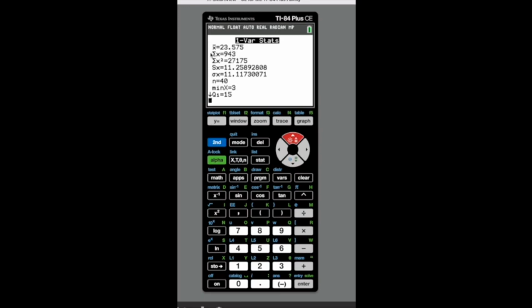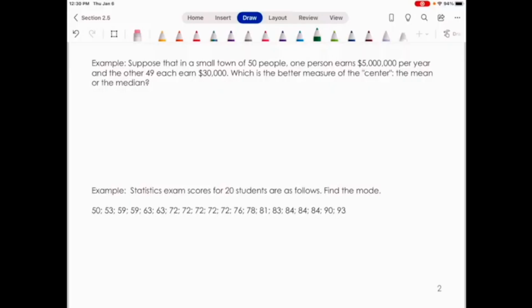This value here, the sum of the x's, is where the calculator adds up all of your data values in your list. So if you take 943, which is the sum of all those data values, and divide by 40, that's where the calculator comes up with 23.575. In the next example, we're going to talk about how one average better describes a data set than another, and it's sometimes better to use one value over another. When we use the word mean, sometimes that's used interchangeably with the word average.